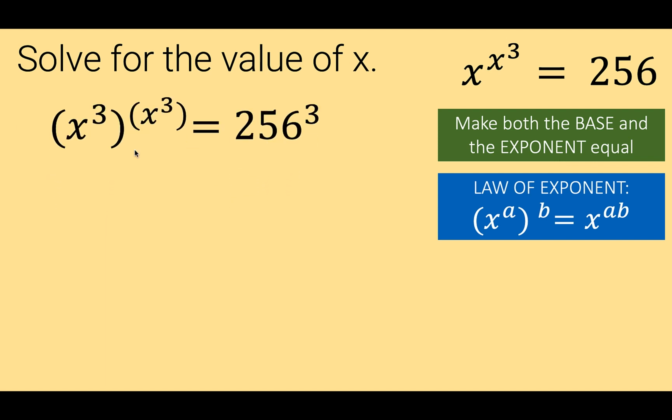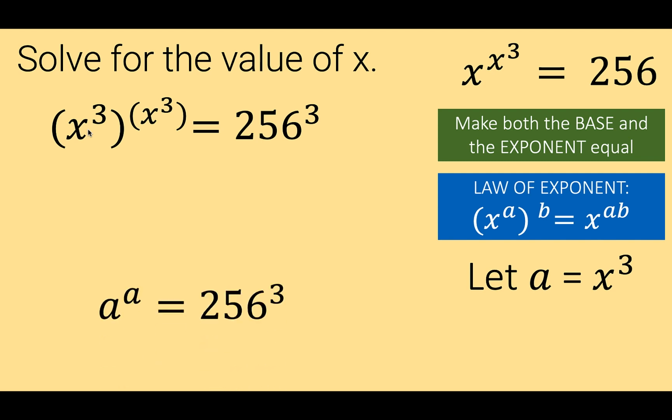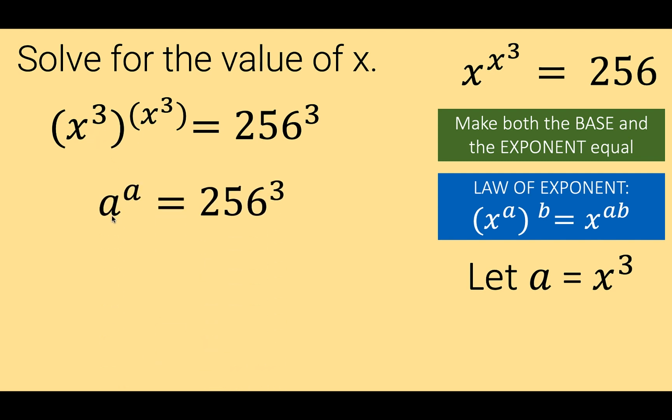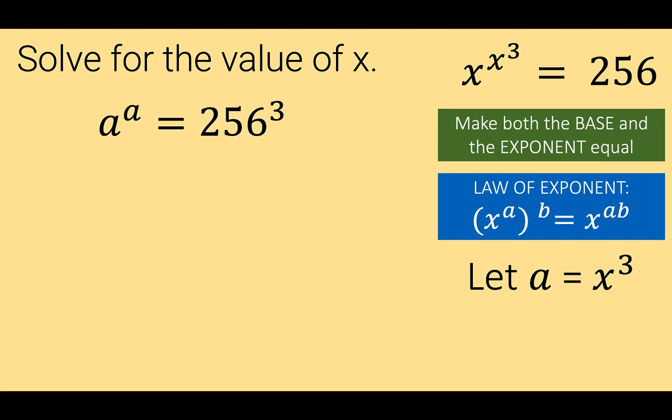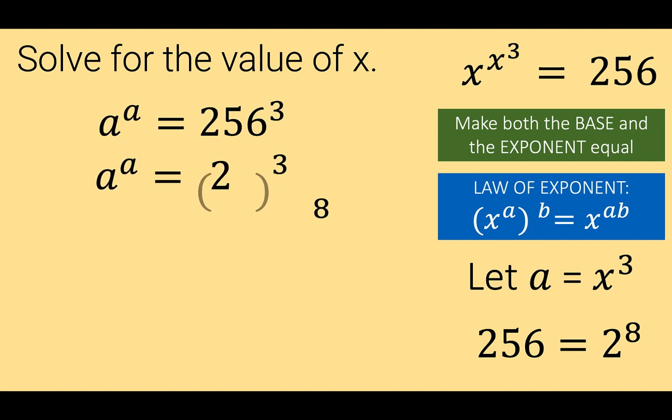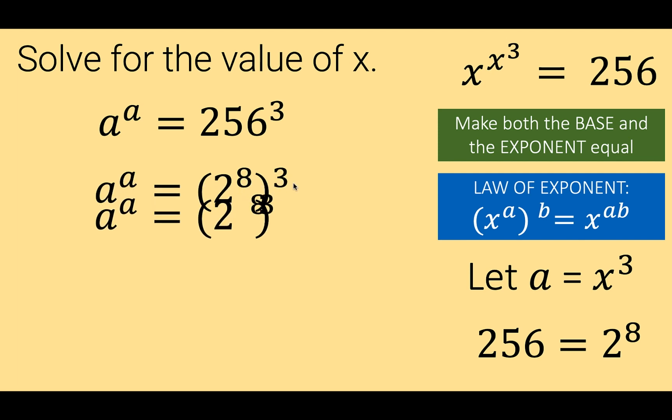Now, we let a be equal to x cubed. And so if x cubed is equal to a, then we can write this left side of the equation as a raised to a equals the right side, 256 cubed. Then let's look at the prime factorization of 256. Its prime factorization is 2 raised to 8. So we can now replace this 256 by 2 raised to 8. Then remember again that by this law of exponents, because multiplication is commutative, you can interchange a and b. That means you can also interchange this exponent 8 and 3 to have this form.